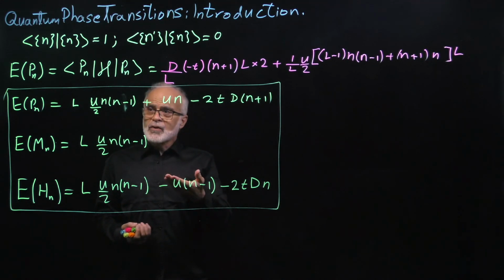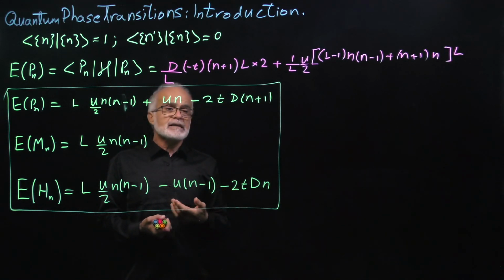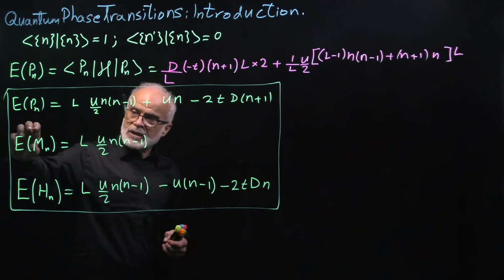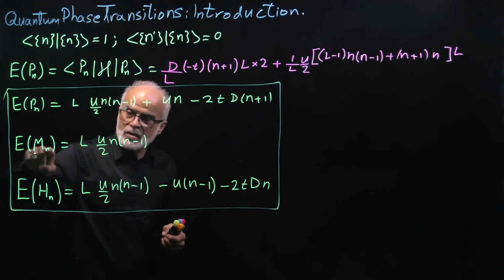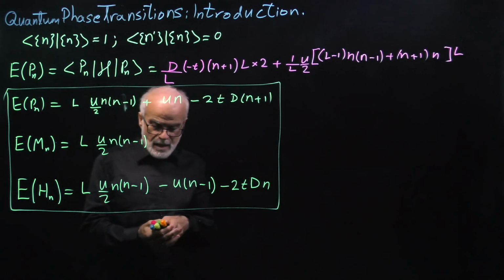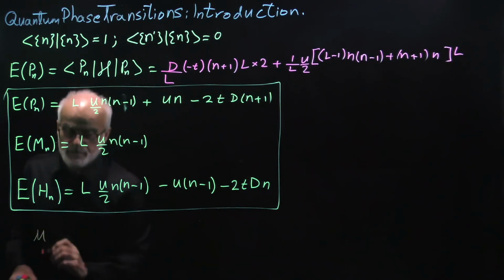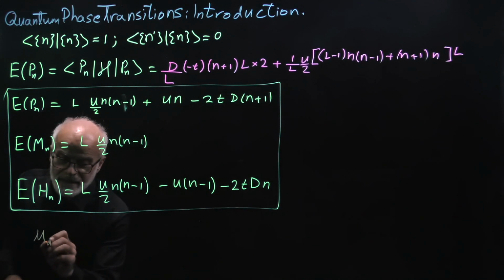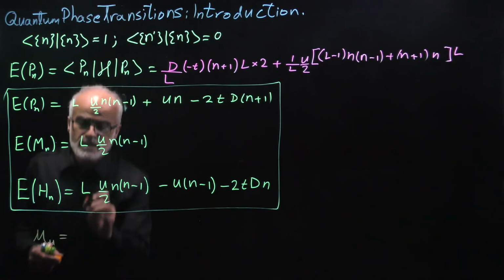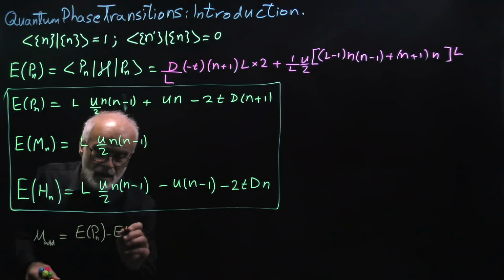Now, as I mentioned before, when we have the ground state energies of certain states, we can calculate the chemical potential. So if I want the chemical potential to add a particle to the Mott phase, it is just E of Pn minus E of Mn. So let us write these down. Let us take mu add. This is the chemical potential to add a particle to the Mott phase. That's equal to E of Pn minus E of Mn.